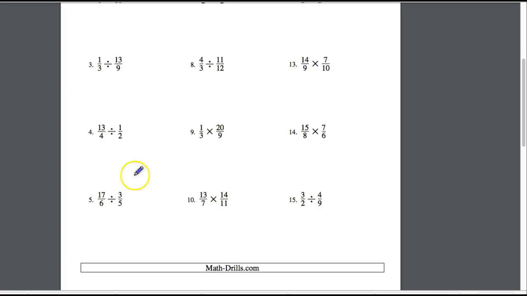Okay, 13 times 14. Oh my gosh. Let's do that over here. 3 times 4 is 12. 1 times 4 is 4, and then add 1 to get 5. Okay, and then 1 times 3 is 3. 1 times 1 is 1. So we've got 182.